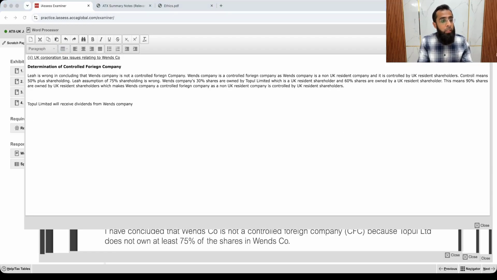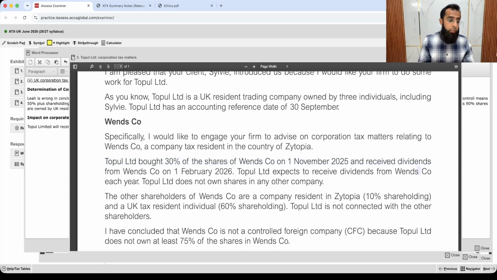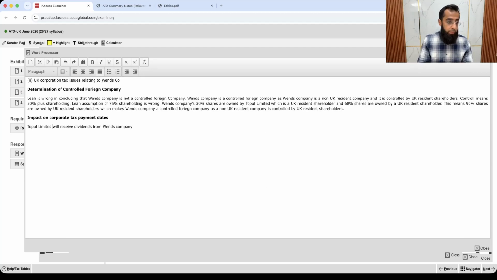Now we are writing about the impact on corporate tax payment dates. Topul Limited has received dividends from Vents Company in the year ended 30th September 2026 and will also receive more in the next year, which will be 30th September 27.